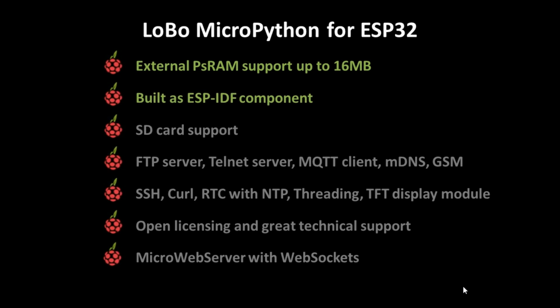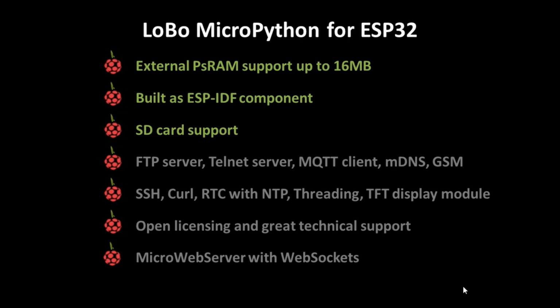The LoBo firmware is built as an ESP-IDF component. ESP-IDF is the Espressif official development framework for the ESP32 chip. This means the regular ESP menuconfig system can be used for the configuration. This supports many ESP32 specific features not found in the standard build. There is SD card support, which greatly increases storage capacity.